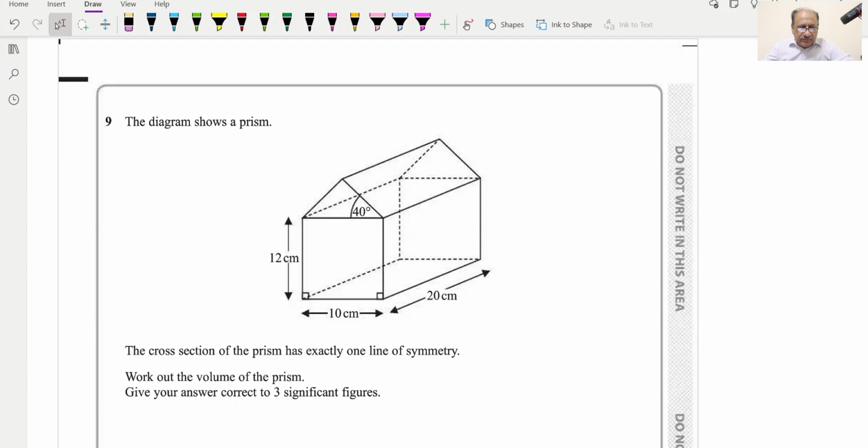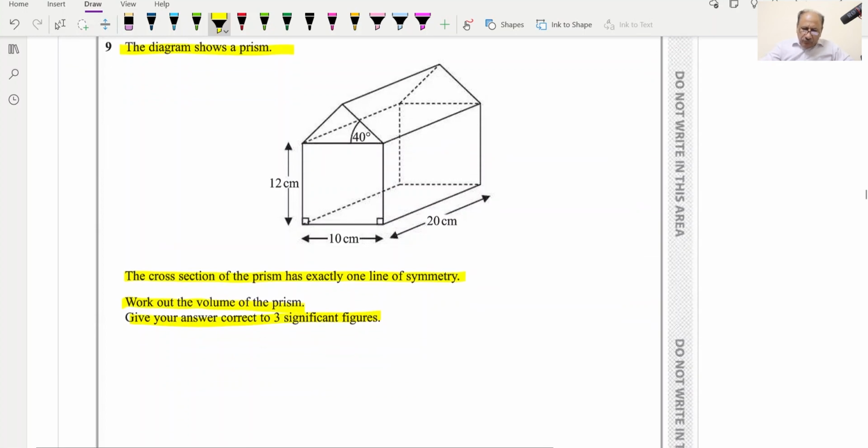Now question number 9. Question number 9 says the diagram shows a prism and the cross-sectional prism has exactly one line of symmetry. Work out the volume of the prism. Give your answer correct to 3 decimal places. Now for this one, we need the face area.